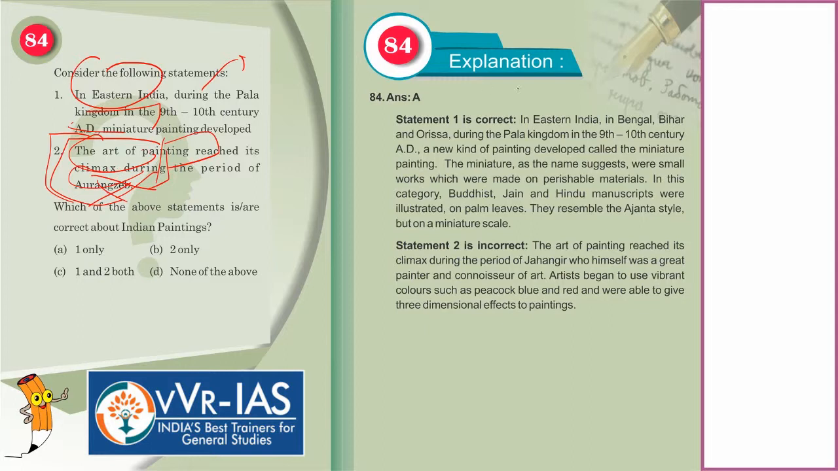The statement one is correct. In eastern India, in Bengal, Bihar and Odisha, during the Pala kingdom in the 9th to 10th century, a new kind of painting developed which was called the miniature painting. Miniatures, as the name suggests, were small works which were made on perishable materials. In this category, Buddhist, Jain and Hindu manuscripts were illustrated.